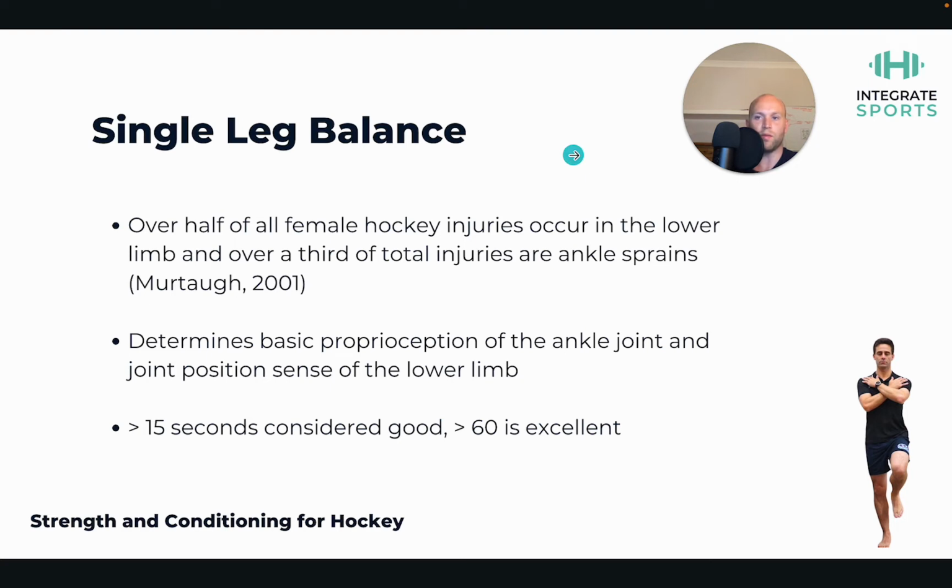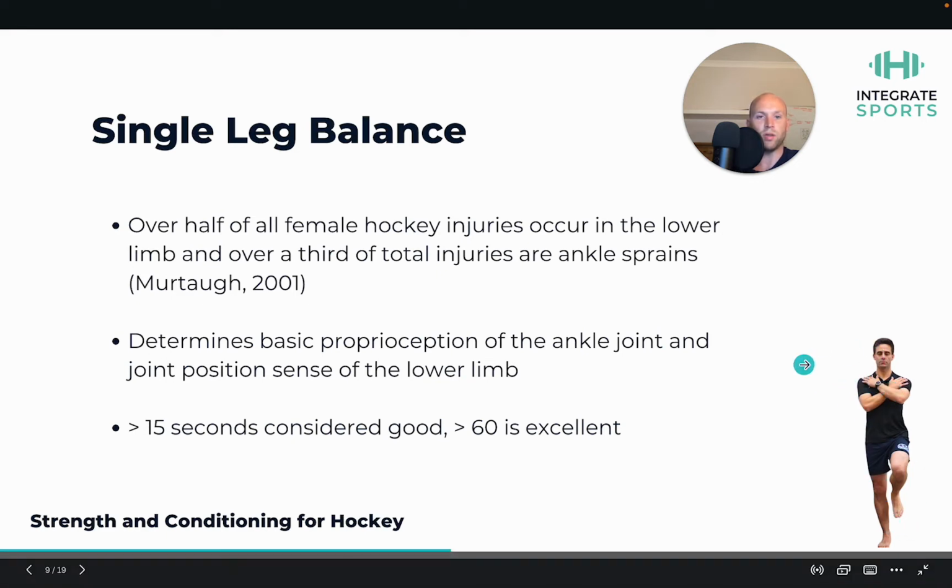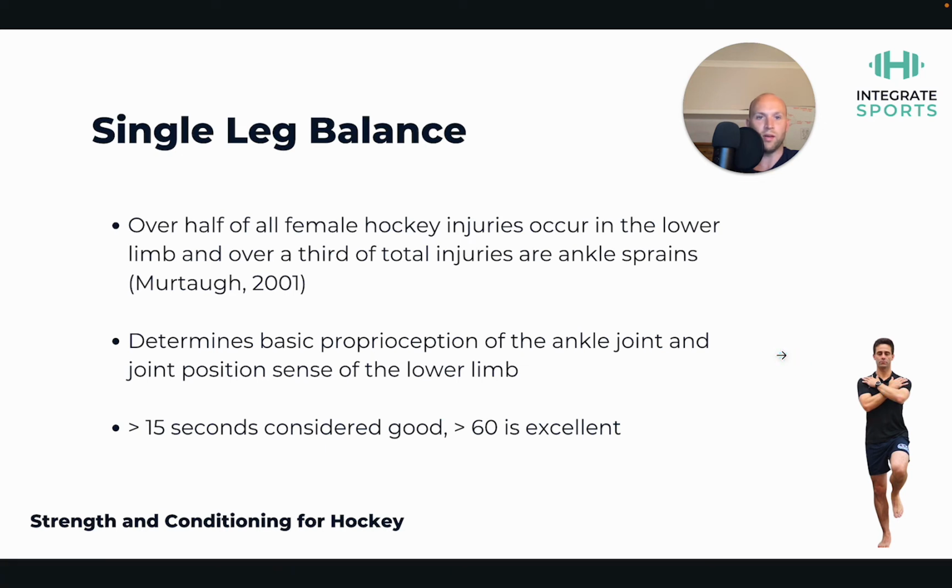Primarily here, the rationale is that ankle injuries are highly prevalent, particularly in females, but also in males, and lower limb injuries in general account for a third of total injuries experienced in hockey. And this assessment determines basic proprioception of the ankle joint and the joint position sense of the lower limb. So it's a very simple test that you can do just as a general marker of proprioception, which is eyes closed on a single leg with hands across the shoulders. And essentially you're trying to measure how long you can hold that position for without losing balance.